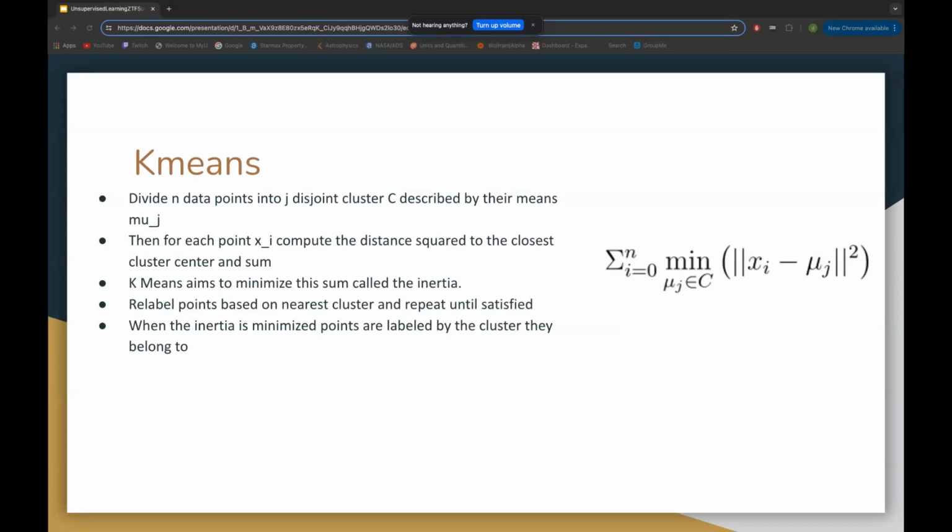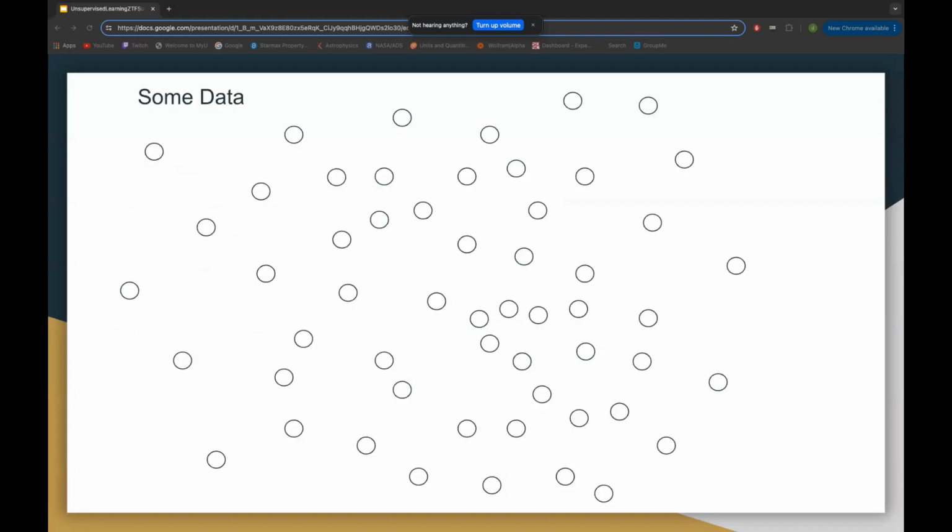And then at the end, the labels are whatever partition the point falls into. So now I'm going to schematically go through the steps of the algorithm.